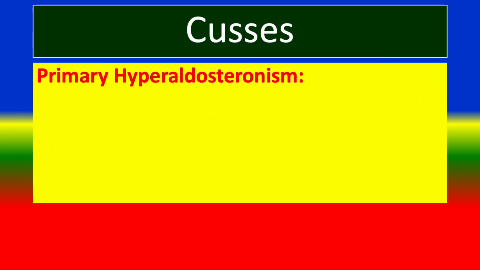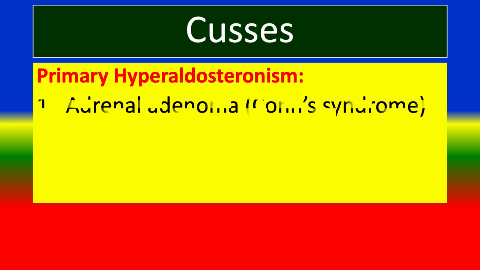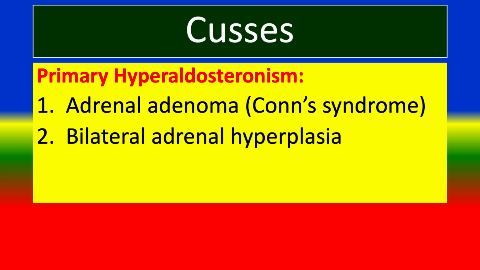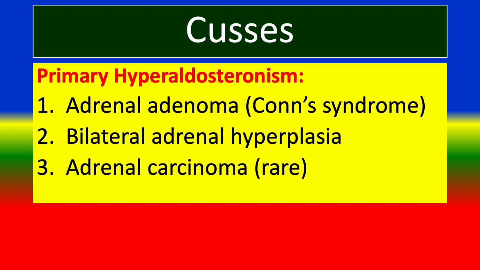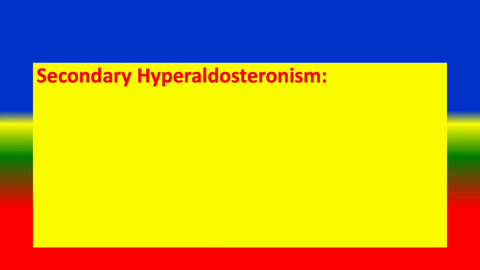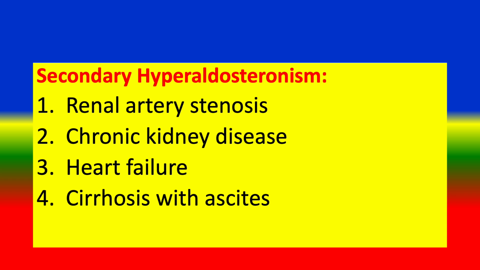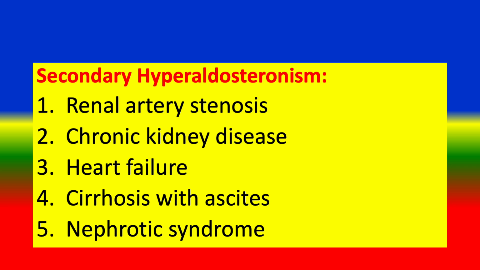Causes of primary hyperaldosteronism: 1. Adrenal adenoma, Conn syndrome. 2. Bilateral adrenal hyperplasia. 3. Adrenal carcinoma is a rare one. Secondary hyperaldosteronism: 1. Renal artery stenosis. 2. Chronic kidney disease. 3. Heart failure. 4. Cirrhosis with ascites. 5. Nephrotic syndrome.